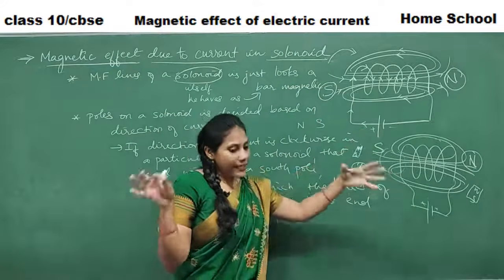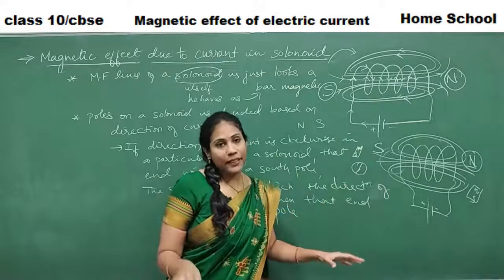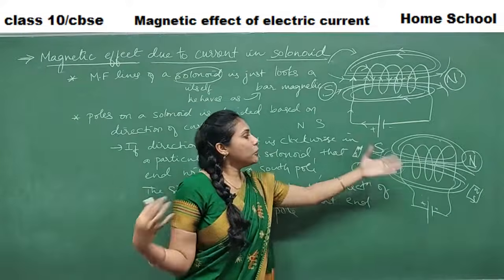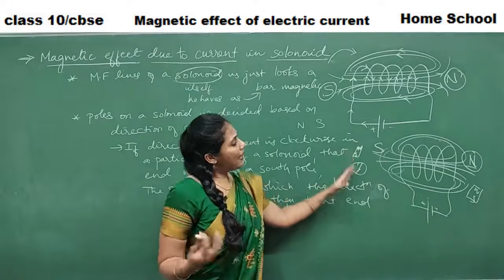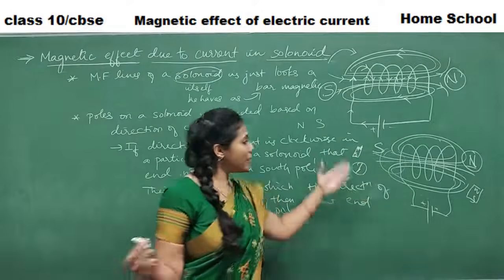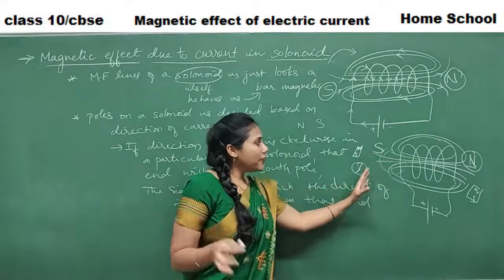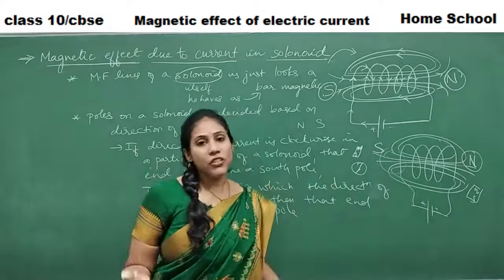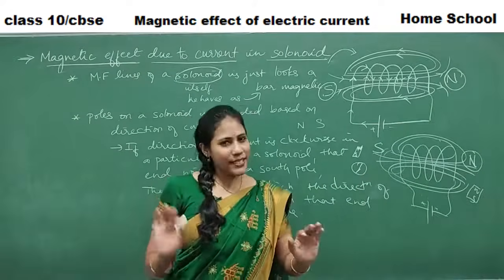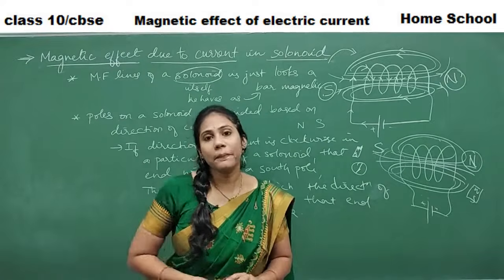And also in case of a lab experiment, if you want to know which is a south pole and north pole, you can use a simple bar magnet or a simple compass. Based on their deflections, you can judge which is south and which is north, right? So this is all about a simple concept.